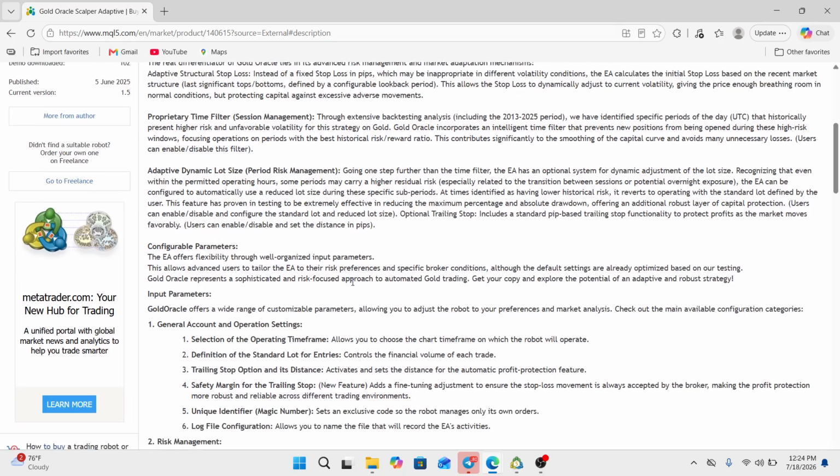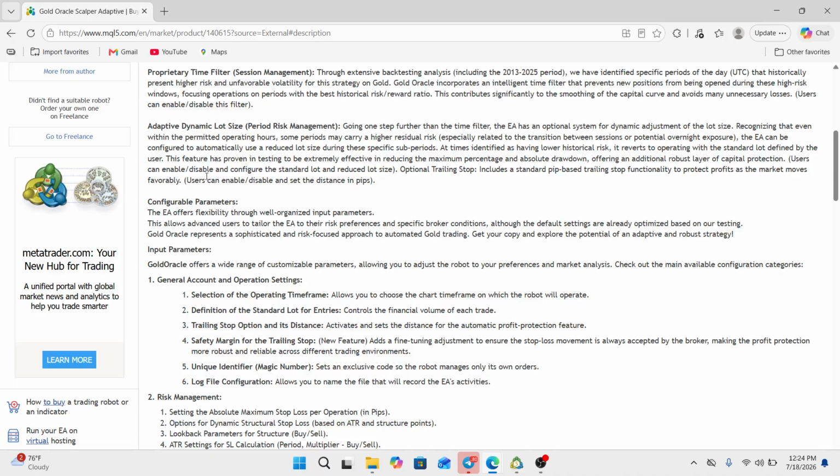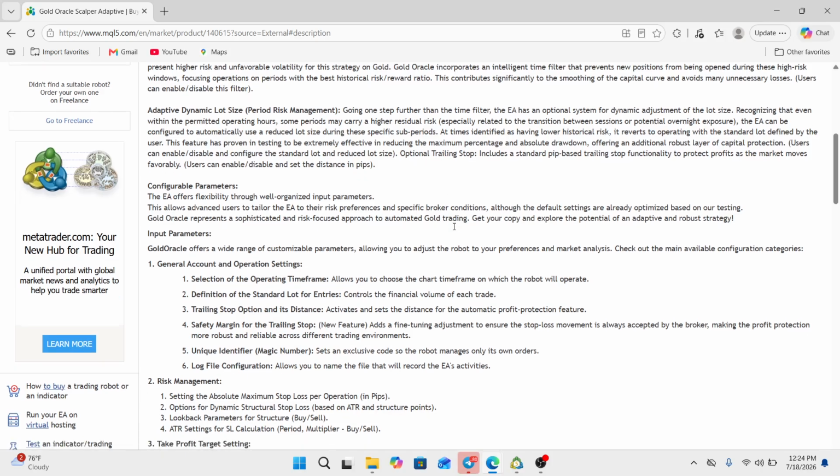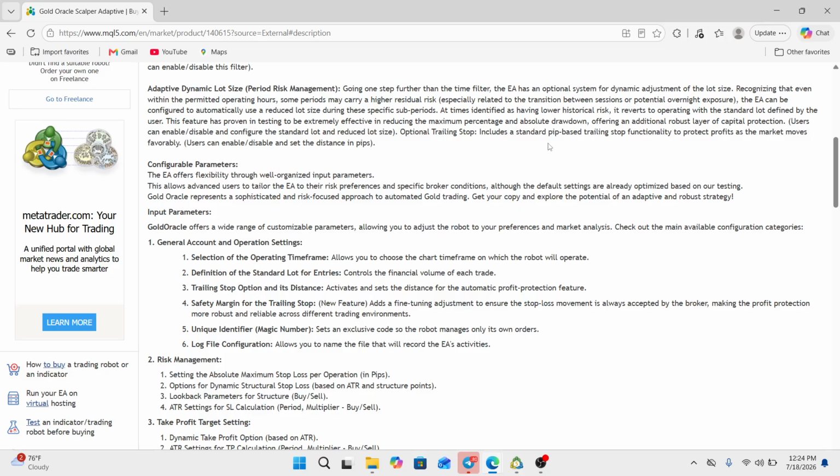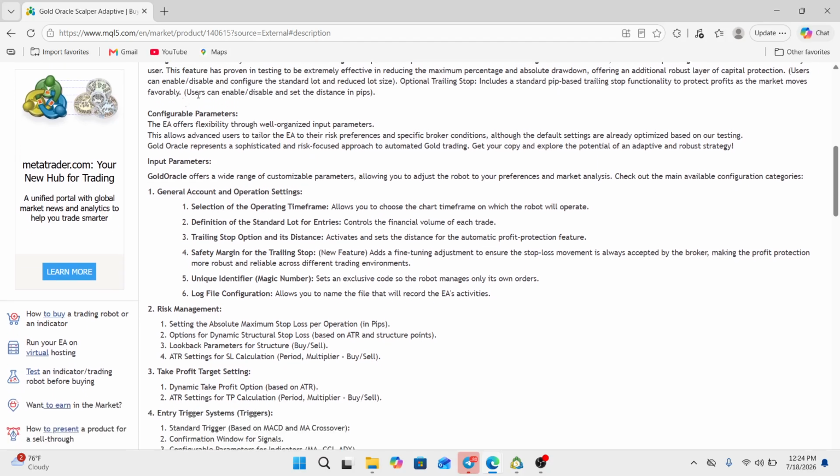All right. So we also have the adaptive dynamic lot size, which, according to him, goes one step further than the time filter. The EA has an optional system for dynamic adjustment of the lot size. Right. So this feature has been proven in the developer's testing to be extremely effective in reducing the maximum percentage and absolute drawdown, offering an additional robust layer of capital protection. So we have a few configurable parameters as well.